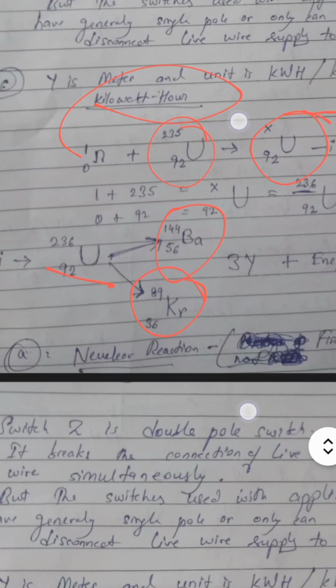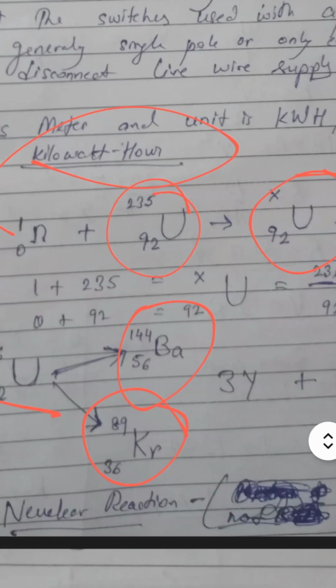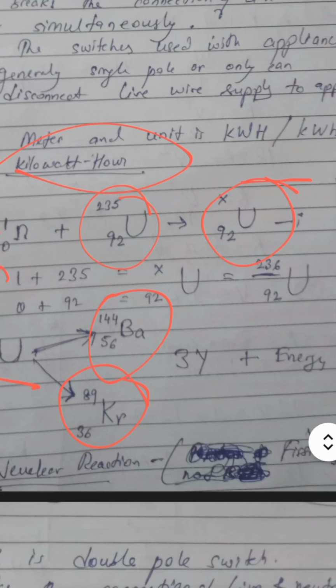Find the value of x. To calculate the value of x, we will first recognize the elements: neutron, mass number 1, charge 0, plus uranium 235 over 92 must be equal to uranium x over 92. That uranium x over 92 will then further break and give barium and krypton. So we have to find x.